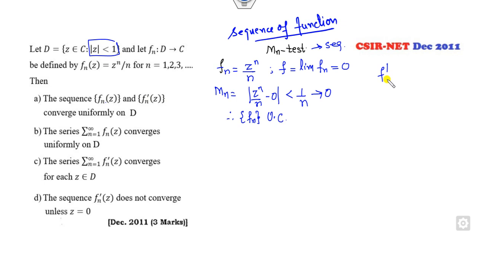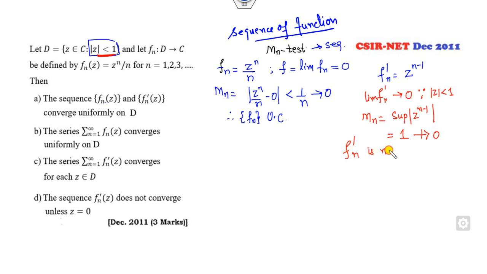Now, what is the f dash of n? The n cancels, it will be z^(n-1). Then again it is a sequence. We can find this limit. It goes to 0. Why? Because this is less than 1. Then we can apply the Mn test. It will be the supremum of z^(n-1), which comes to be 1, because the supremum of this is 1, which is non-zero. It means this is not uniform convergent.